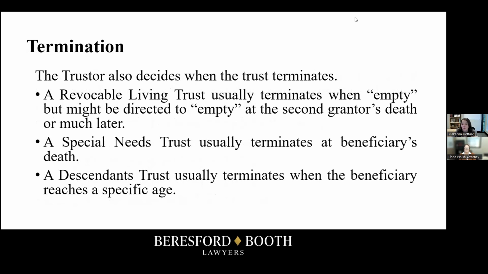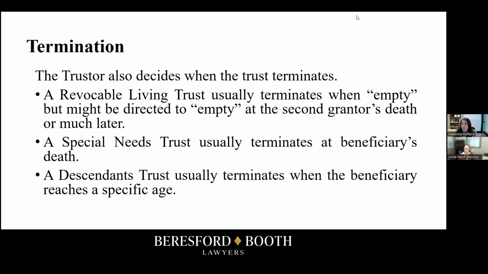So the example of the revocable living trust, it usually terminates when it's empty, right? Or you can direct that it gets emptied at the second grantor's death or trustor's death, where the husband passes away and then the wife passes away. And at that second death, the money is distributed out to the kids and the trust terminates once all the funds are gone. I would say that's probably the most common term of trust.